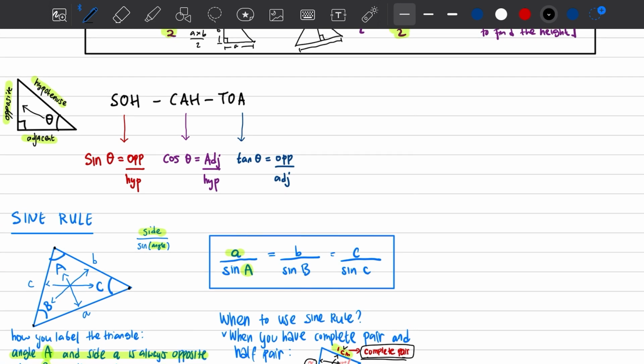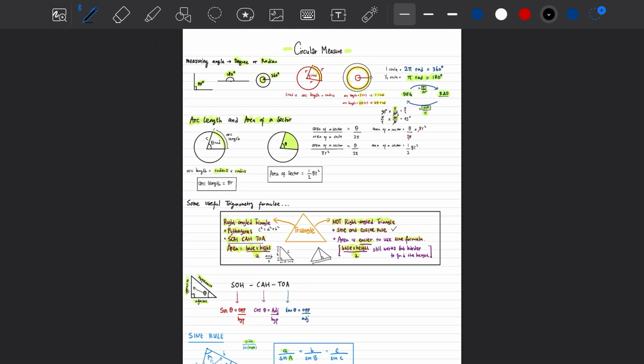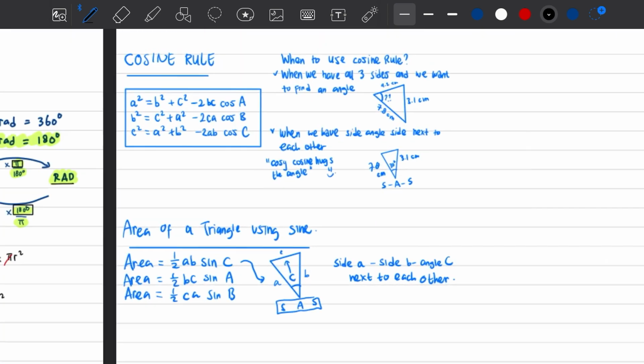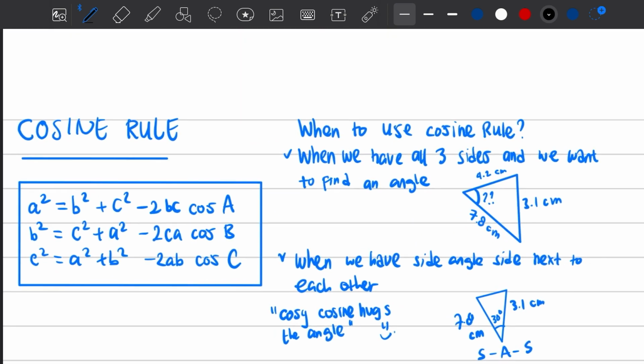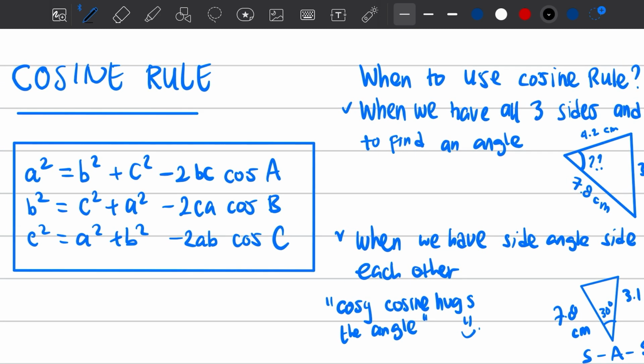We have the alternative, which we call the cosine rule. So the second rule is the cosine rule. This is the formula of the cosine rule. You have three versions. The first one is a squared equals b squared plus c squared minus 2bc cosine A. And you can read the rest by yourself. We have the b squared version and the c squared version.